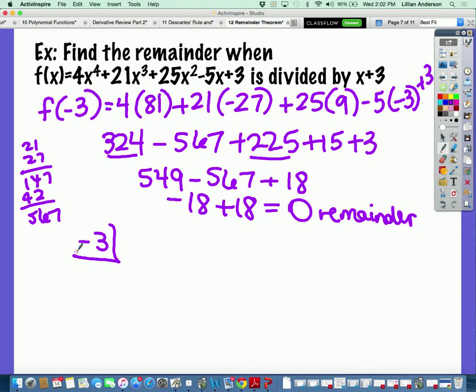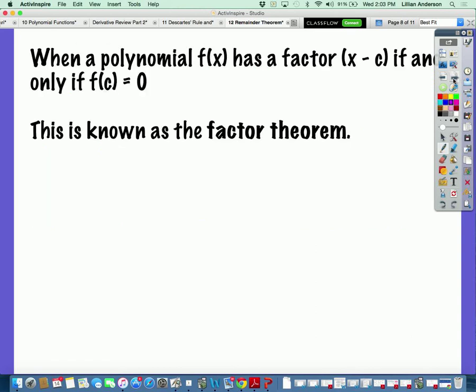Now, if you get a 0 as your remainder, okay, then that means that negative 3 is something special. That means that x plus 3 is something special, okay? If you get f of c to equal 0, if you do synthetic division and you end up getting 0 as your remainder, that means that x minus c is a factor of the polynomial.